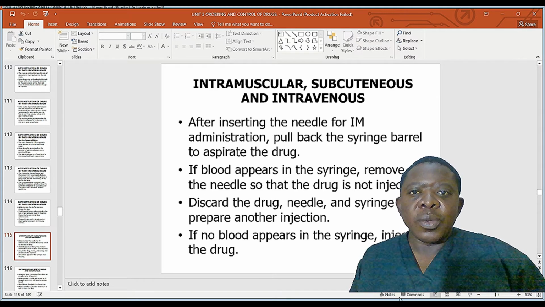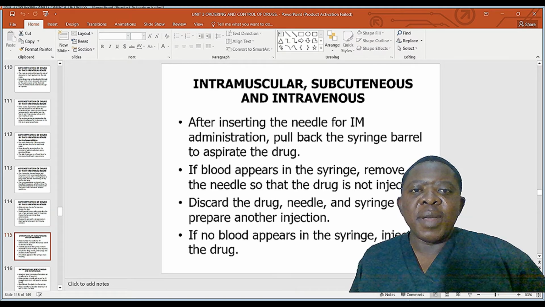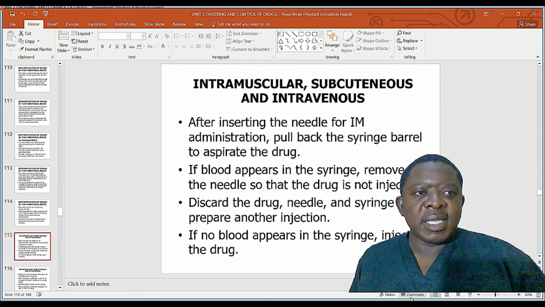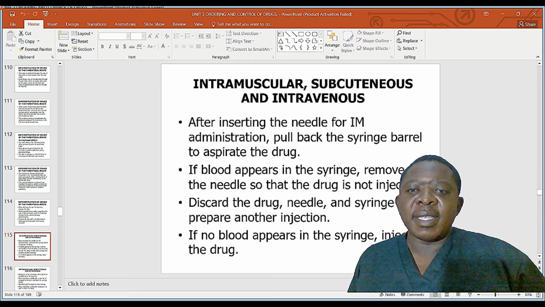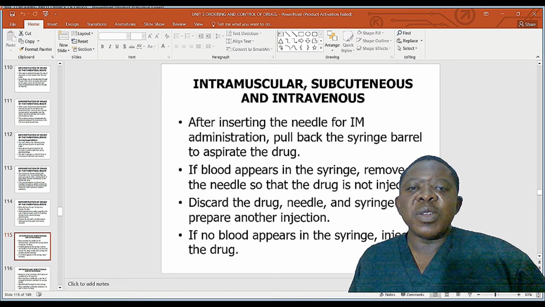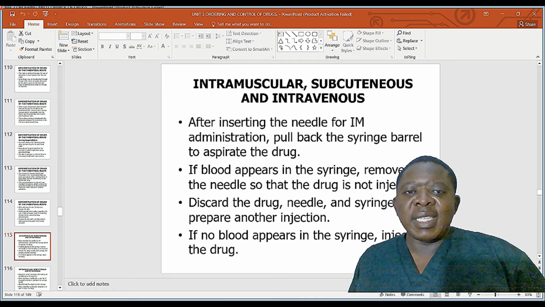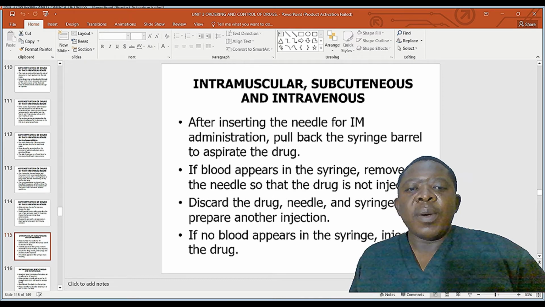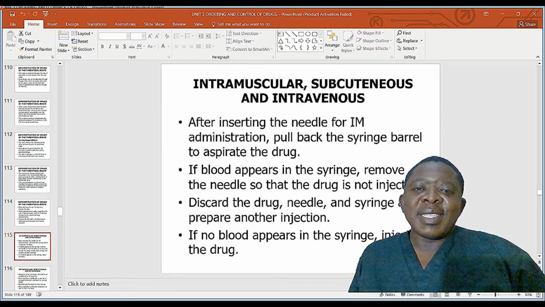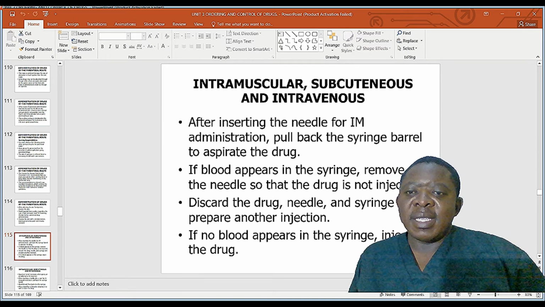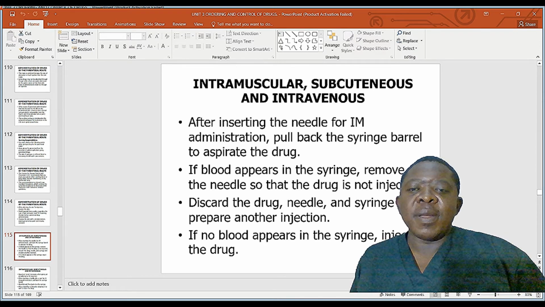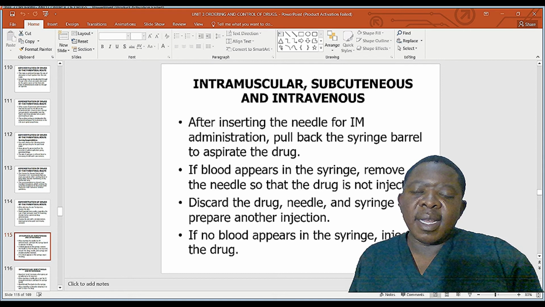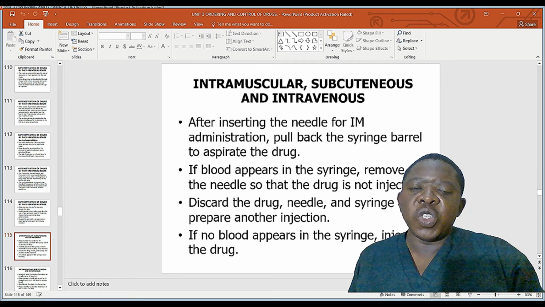Okay, so after inserting the needle for IM administration, you can pull back the syringe. When you pull back the syringe barrel, this is to try to aspirate. So if blood appears in the syringe, you can remove the needle so that the drug is not injected in the vein or in the artery. Then you can discard the drug, needle and syringe and prepare another injection. If no blood appears in the syringe, you can inject the drug. That's a sign that you are in the muscle.